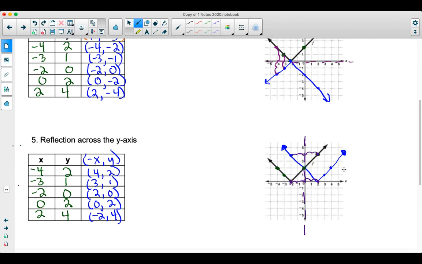So you can check and make sure that you've done that correctly by making sure each corresponding point is the same distance from that reflected line or from that line of reflection.